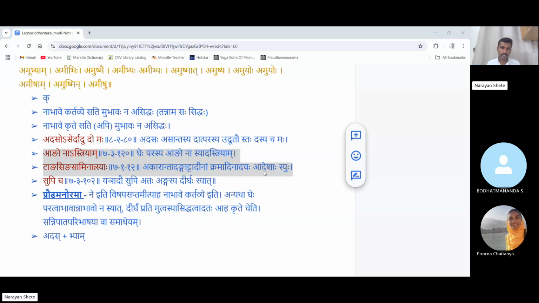So na bhave kartavye mutvam siddham syat, or mutva vidhayaka shastram siddham syat. So mutvam siddham syat, not mutva vidhayaka shastram. We have taken karya siddha paksha now. We have already avoided shastra siddha paksha. So na bhave kartavye, that means for angonastriyam, this sutra adasoser dadu domah sutra is siddha. Consider it as siddha.